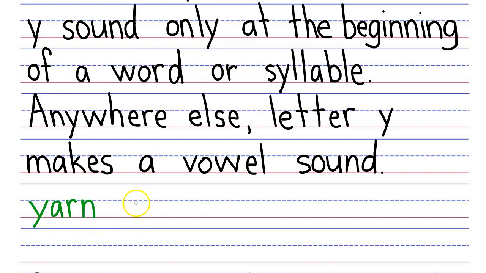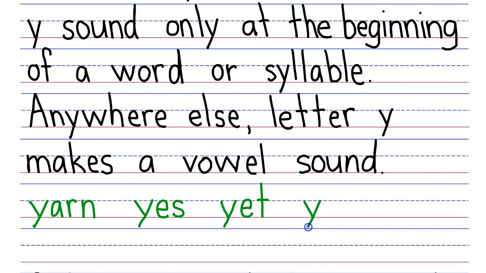Next word, yes. Here we have a consonant Y that says Y, an E that says short E, and an S that says S. The E says short E because it's in a closed syllable, a syllable ending with a consonant letter, in this case consonant letter S. Next word, yet. We have a consonant Y that says Y, an E that says short E, and a T that says T. Y, T, yet.